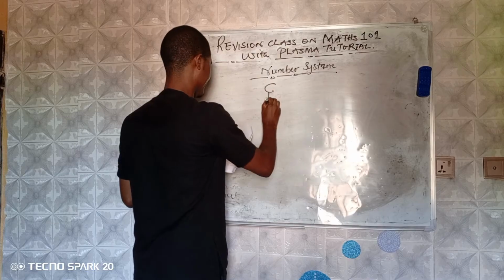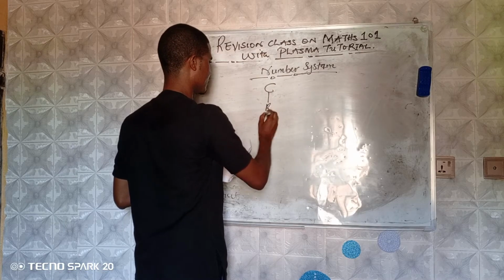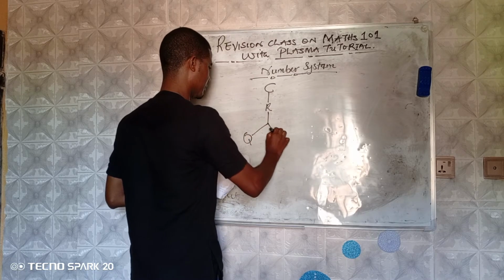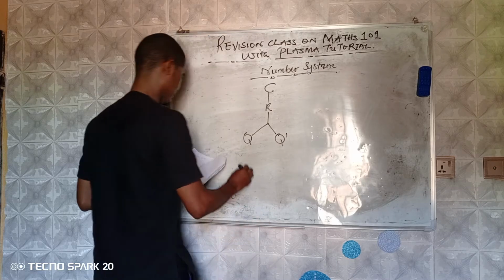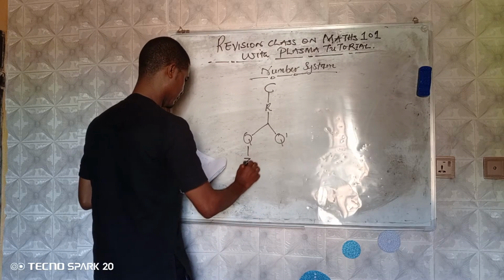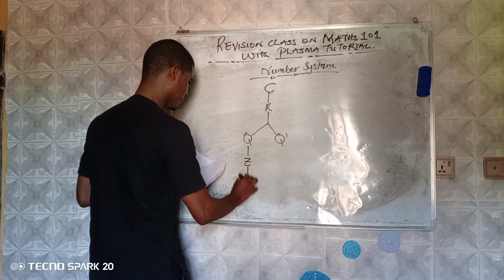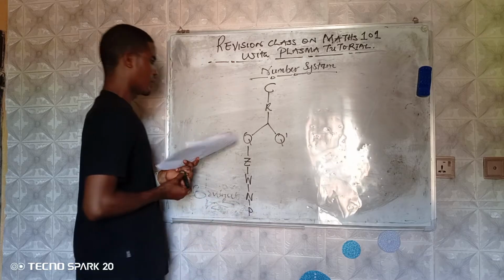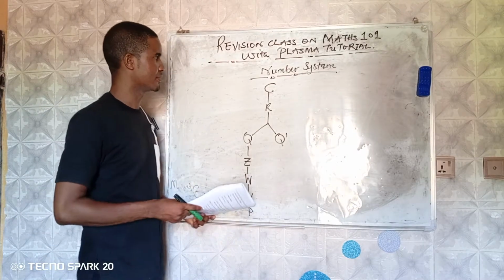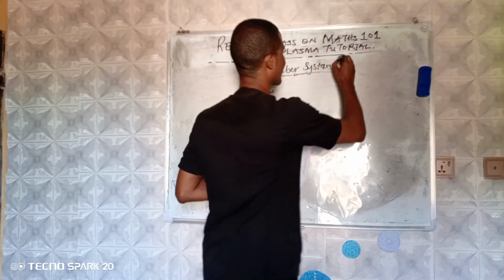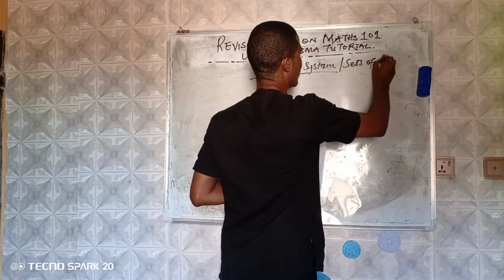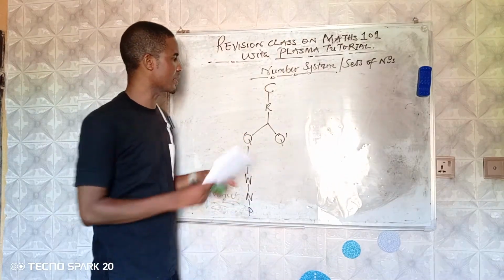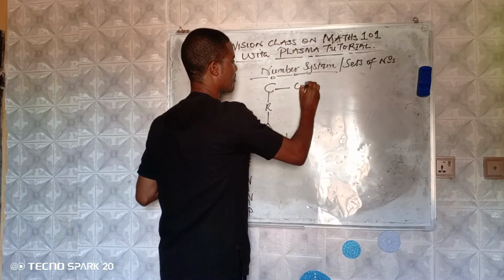Okay, these are sets of numbers. We can call it number system, or some people will call it sets of numbers. If you watch, this one is called complex numbers.